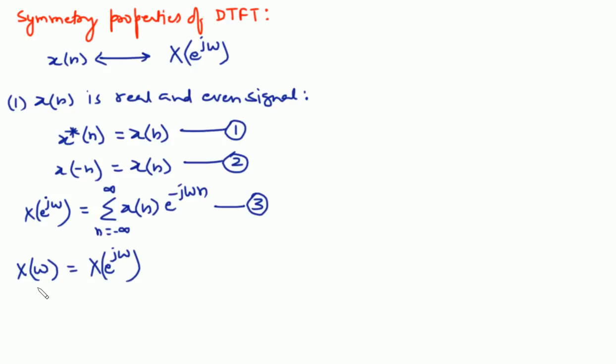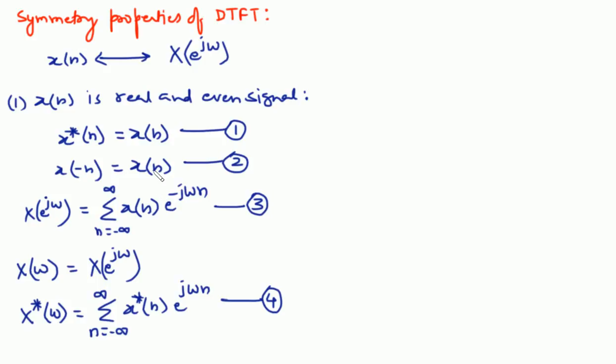So if I take the complex conjugate of the third expression, then this will be the complex conjugate of X(ω), and on the right hand side we have the complex conjugate of x[n], and the complex conjugate of e^{-jωn} is e^{+jωn}. This is the fourth expression.